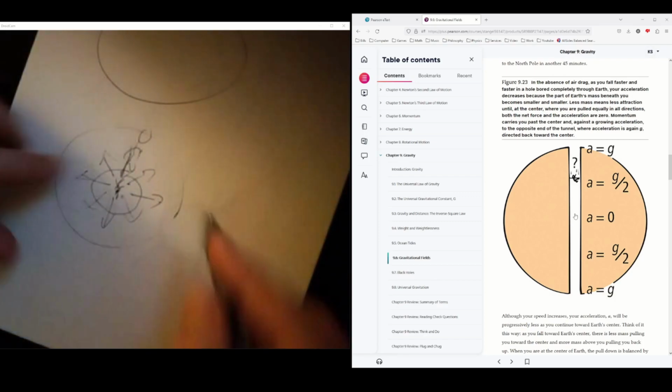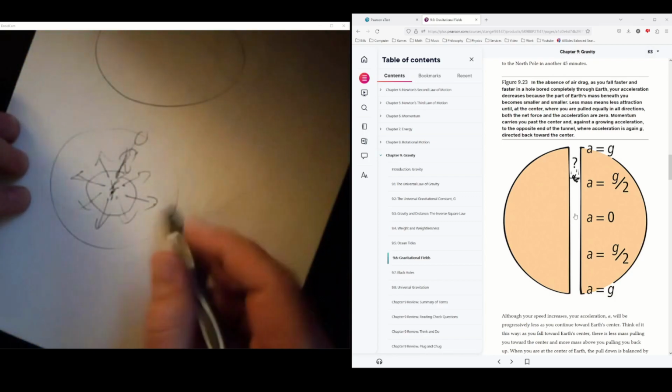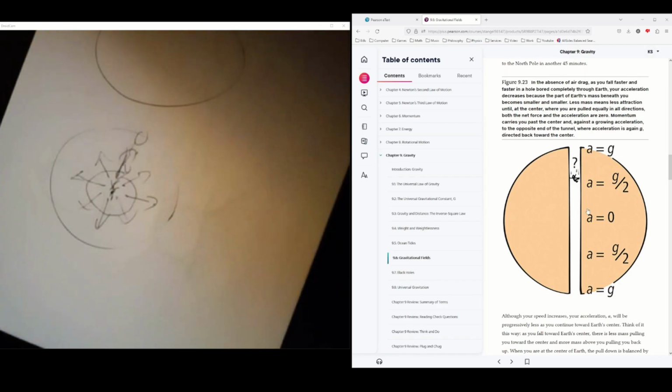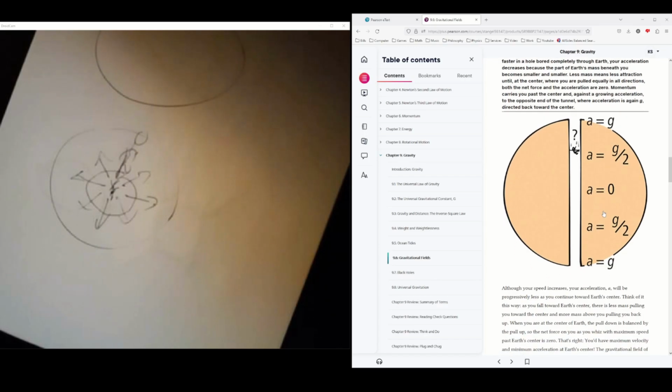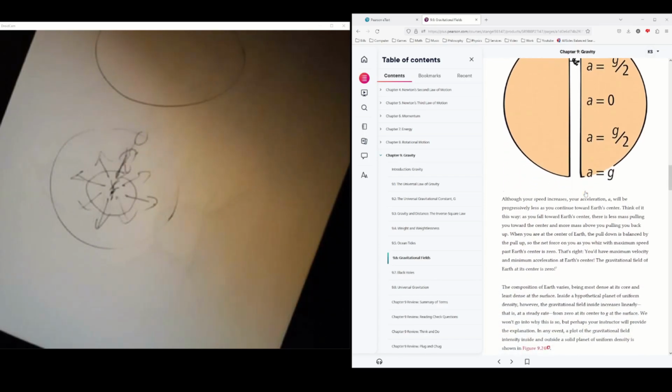Now this is only true for spherical objects. But that's what they're trying to say here. As we get towards the center, the acceleration due to gravity becomes 0. And that's just because there's no more mass at the center to be pulling us down.